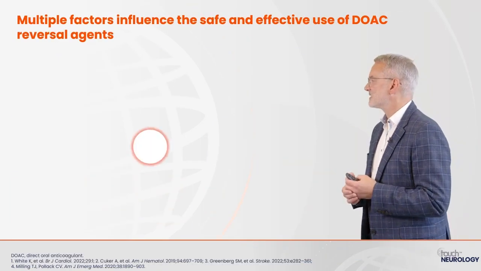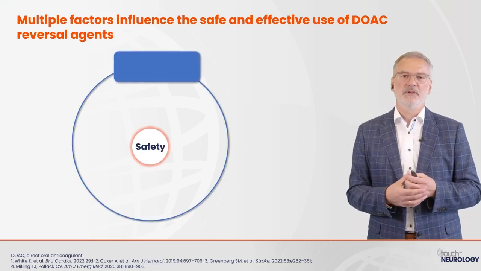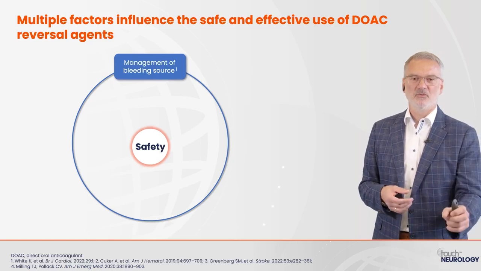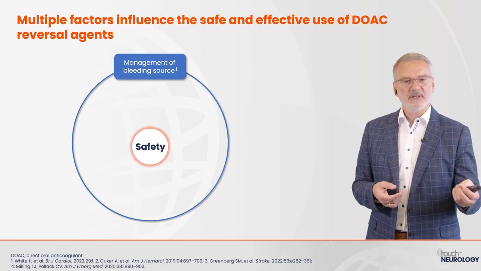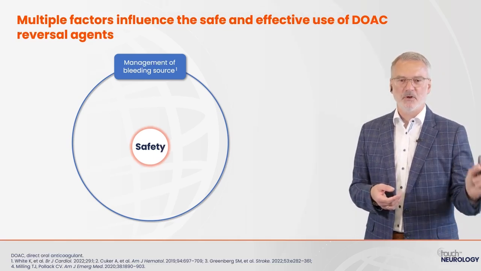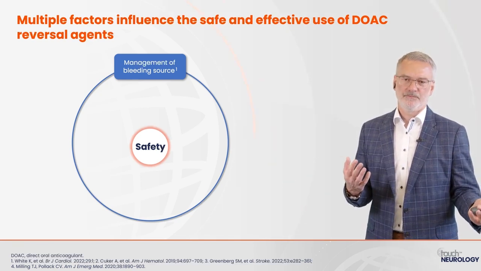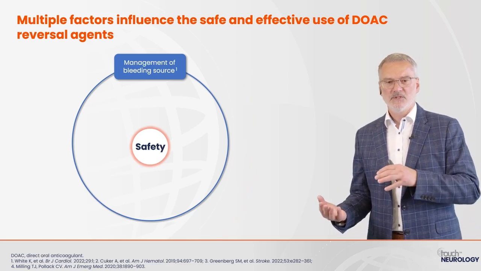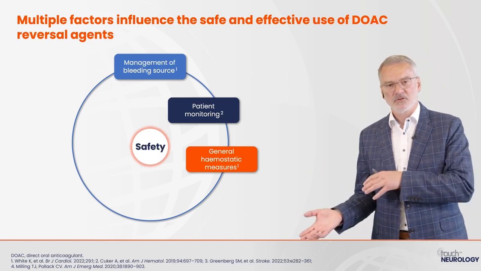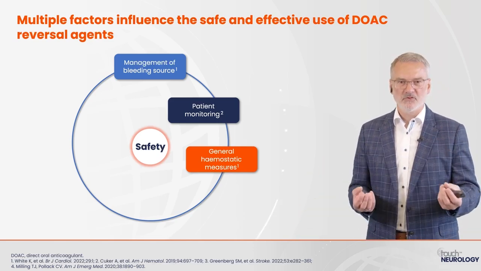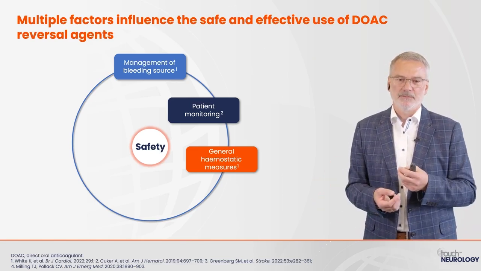Multiple factors influence the safe and effective use of DOAC reversal agents. First, obviously, comes the management of the bleeding source. If you can control the bleeding by a surgical procedure, for instance, or an interventional endoscopy, it's probably the better strategy to focus on this management to stop the bleeding mechanically rather than go for a reversal strategy, but you might need both. Then we talk about patient monitoring, general hemostatic measures, calcium control, pH control, temperature control. That is important to achieve effective hemostasis also in general terms outside of anticoagulation bleeding.